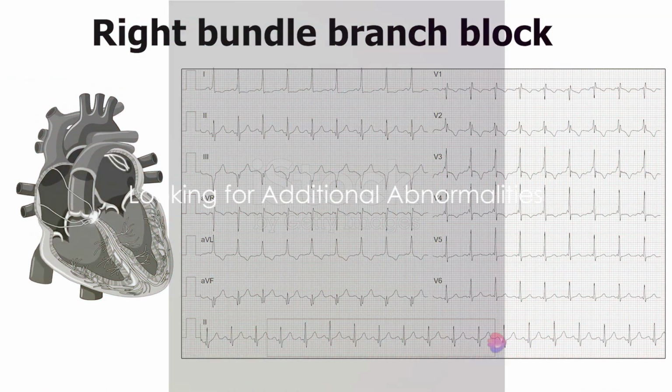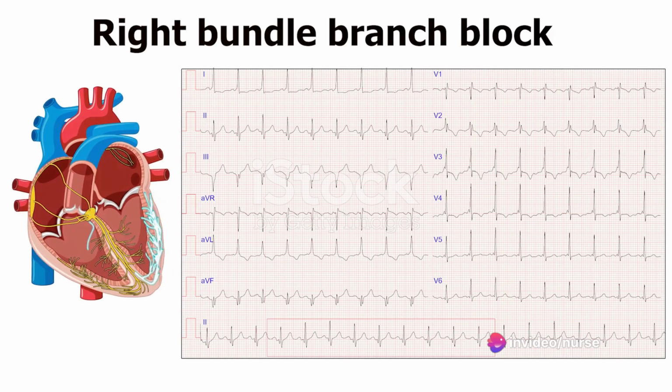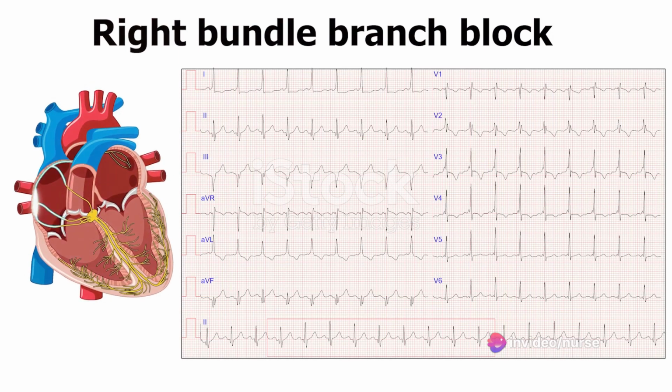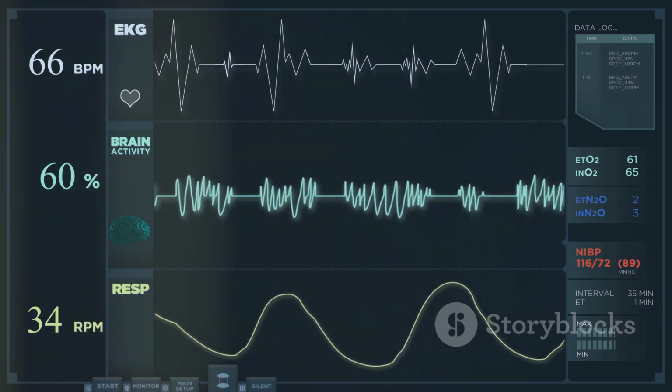Lastly, look for any additional abnormalities, such as bundle branch blocks, atrioventricular blocks, or signs of chamber enlargement. Also, assess the overall ECG morphology and compare it to normal patterns.